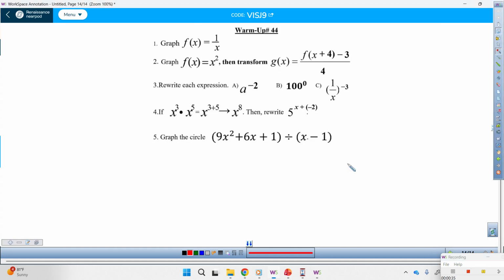All right, y'all ready? Yes, Mr. Q. All right, here we go. For the sake of time, it says graph f of x equals 1 over x.